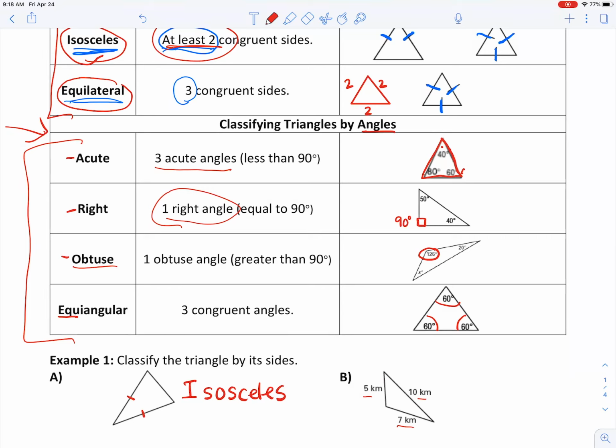All right, letter B. We've got sides that are 5 kilometers, 10 kilometers, and 7 kilometers. All three of those sides are different, so this one is called scalene.